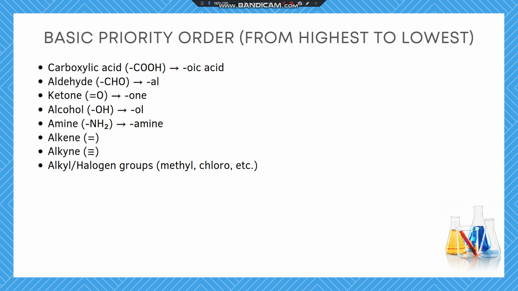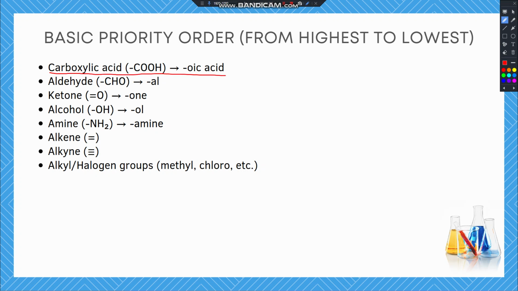First of all, before we see examples, let's see the priority order, or the priority list. This is the list of priority of functional groups as far as naming organic compounds is concerned. The first on the list is carboxylic acid. There is no functional group that is higher than this one when it comes to naming organic compounds. The next is the aldehyde. And of course, when you're naming a compound that contains an aldehyde functional group, you use the suffix AL.